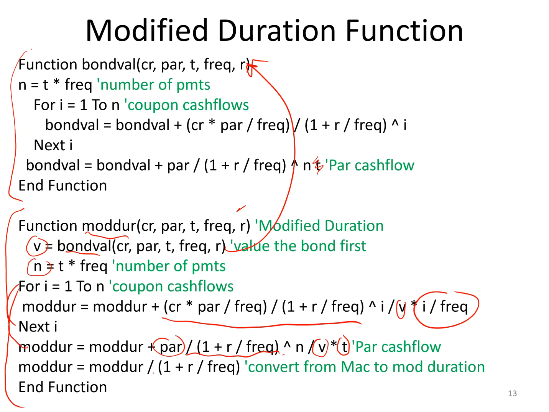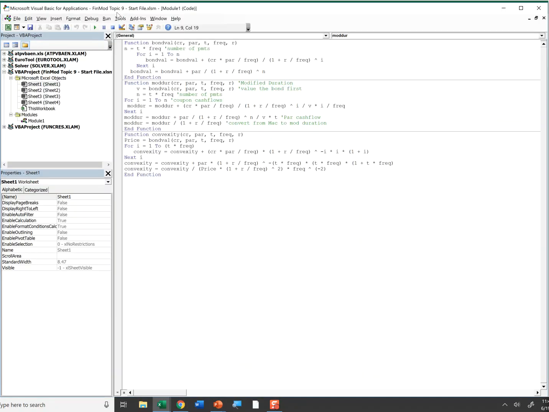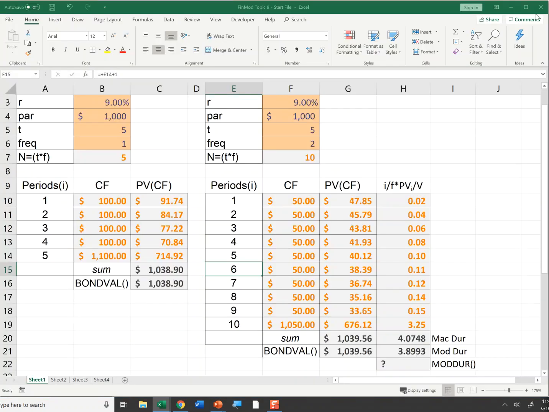The last step is it takes that value from the last step and divides by 1 plus R over the frequency. And that converts from Macaulay to modified duration. So we can take our function, which is already in our worksheet. Notice I have modder right here. And then I will insert it here just to show I get the same value.